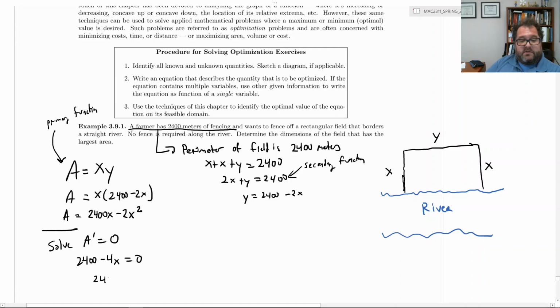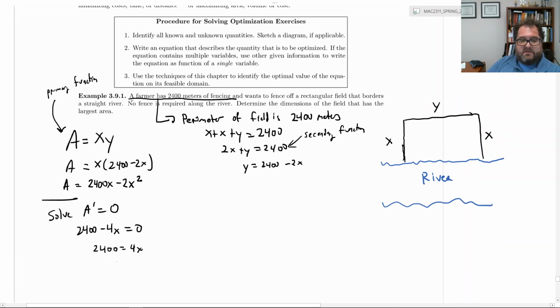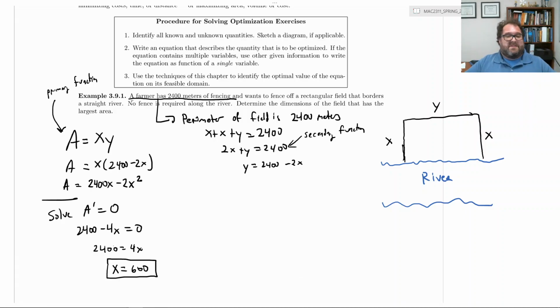This tells us 2400 equals 4x, which of course tells us that x equals 600. 2400 divided by 4 is 600. Now, don't stop here. Sometimes I might make a mistake and stop here, but don't make that mistake, because we're not done yet. We haven't answered the question. First of all, we need to verify that we're looking for a local maximum. That's the x value that will hopefully maximize the function.